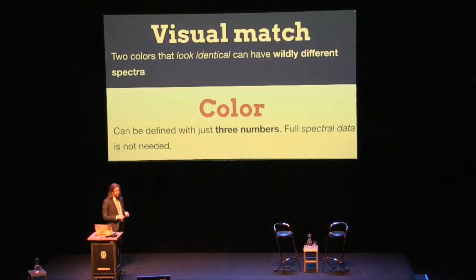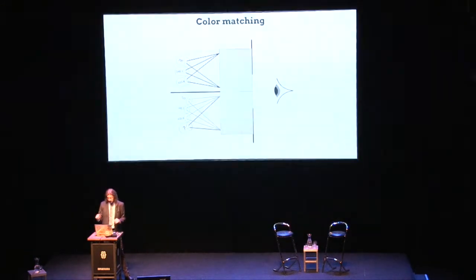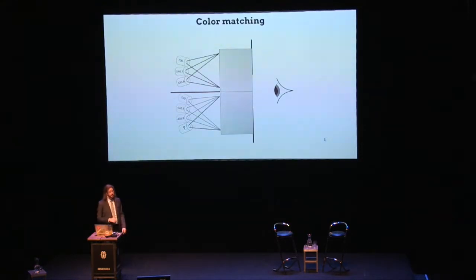So because of the way the human brain and eye work together with only 3 different cone types, you only need 3 numbers to describe a color. Not hundreds for all the different wavelengths, but just 3. So this is a useful simplification. How do we know this?